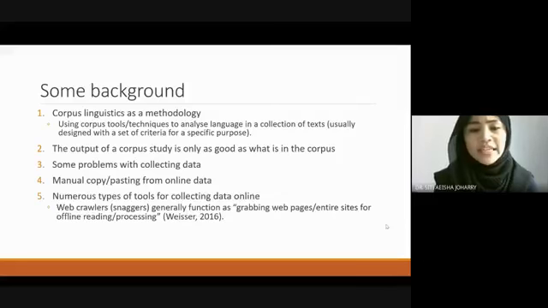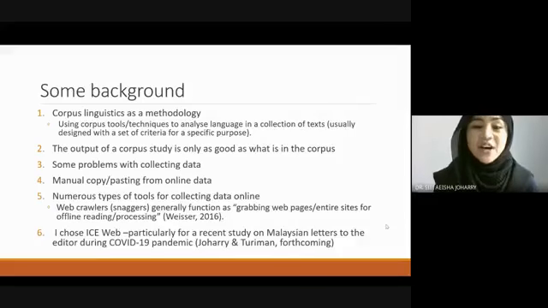I will talk about that in a bit, where he defines web crawlers or snaggers as generally grabbing web pages. The function of them is to collect the HTML links for you, and then make it easier for you to do your analysis. All right. Now, there are many tools. In fact, in Martin Wieser's website, there's a list of tools, but I am just going to choose IceWeb for today.